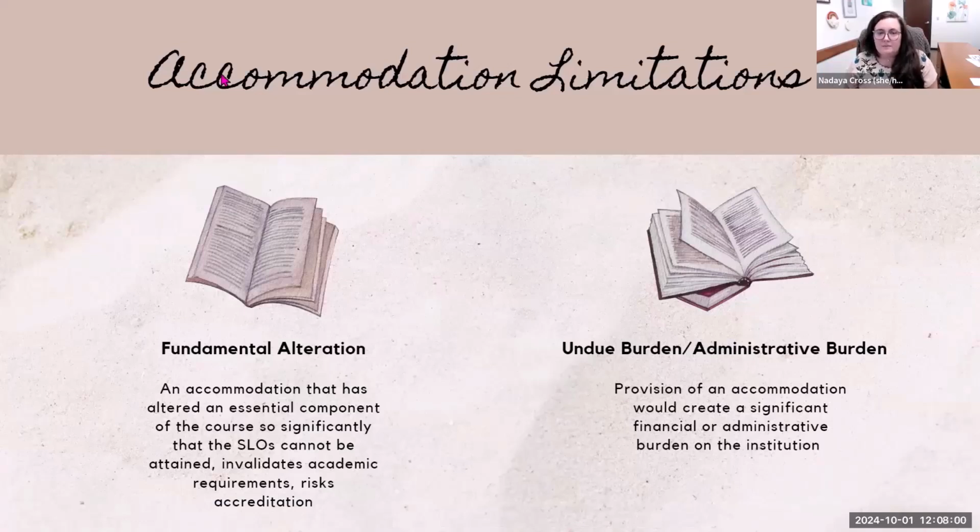The other limitation would be an undue burden or an administrative burden. So a provision of an accommodation that would create such a significant financial or administrative burden on the institution. Again, that is an extremely high bar to meet. So an example of what that would be, let's say a student comes in and they are deaf and blind. They need a tactile interpreter, which is someone who can sign into their hands. It's a very specialized skill. It is very wearing on the interpreter's body, and it's expensive.